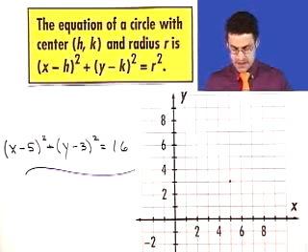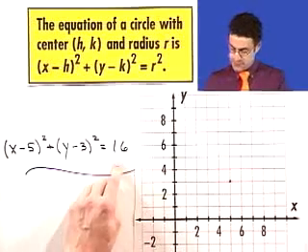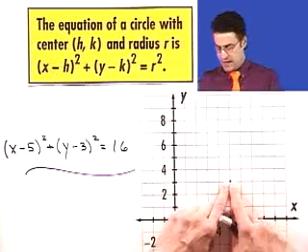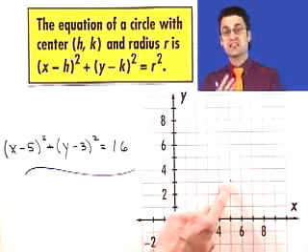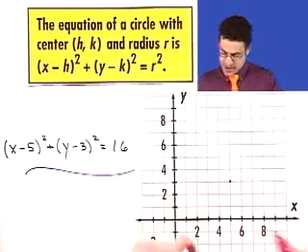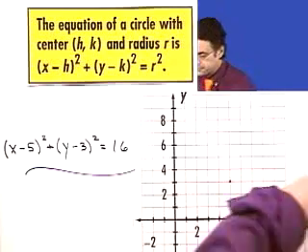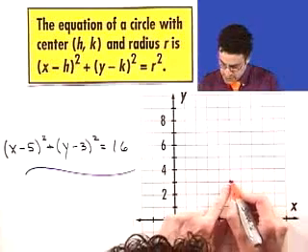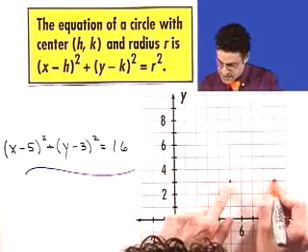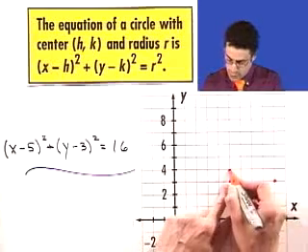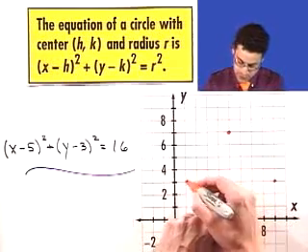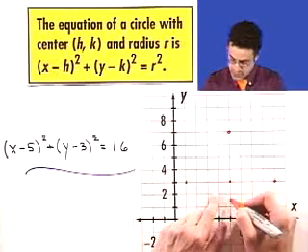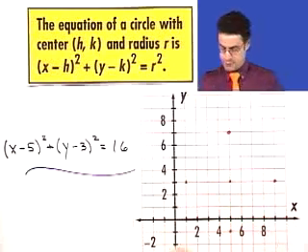The radius is going to be 4, not 16, but 4, which means that from this point, I have to move out 4 units and then consider all the points that are 4 units away. Here's an easy way to actually do this in practice. Just count vertically and horizontally. So from here, 1, 2, 3, 4. That's got to be a point on the circle. Same in each of the other directions: 1, 2, 3, 4, and that's a point on the circle.